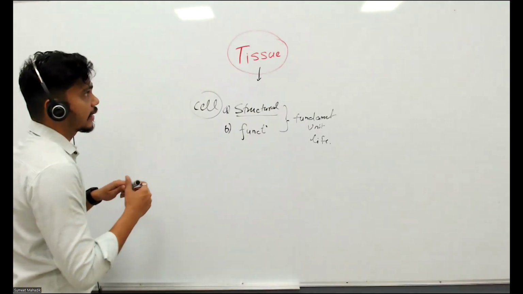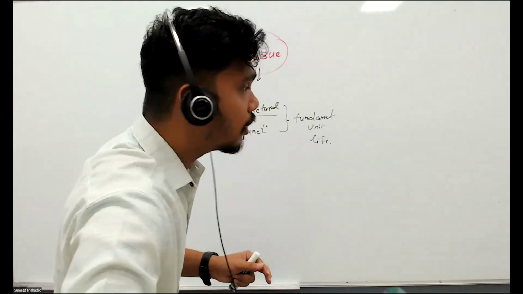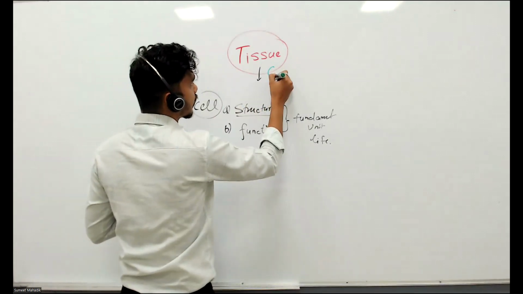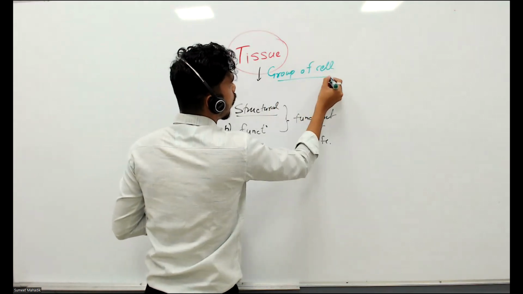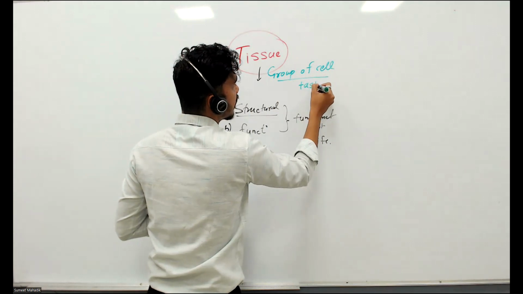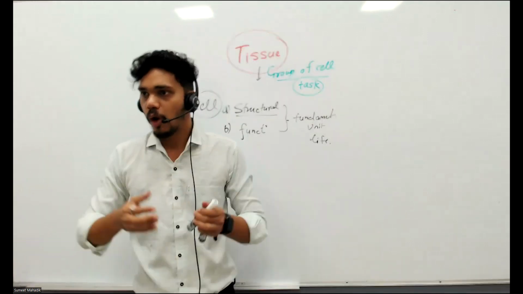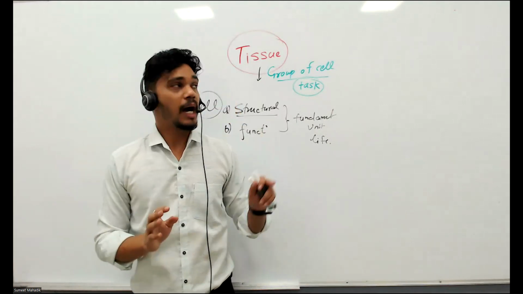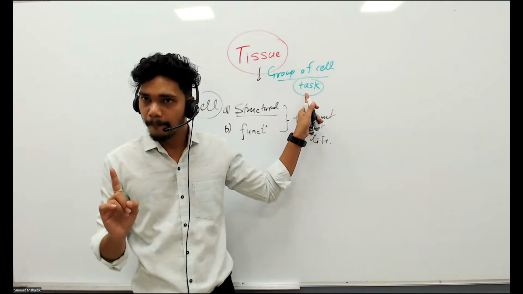Now, the moment I say cell, I know what a tissue is. Tissue is nothing but a group of cells. Tissue is nothing but a group of cells performing a specific task, right? For example, respiratory tissue: all the respiratory system tissues are performing a specific task. This point is clear, right?